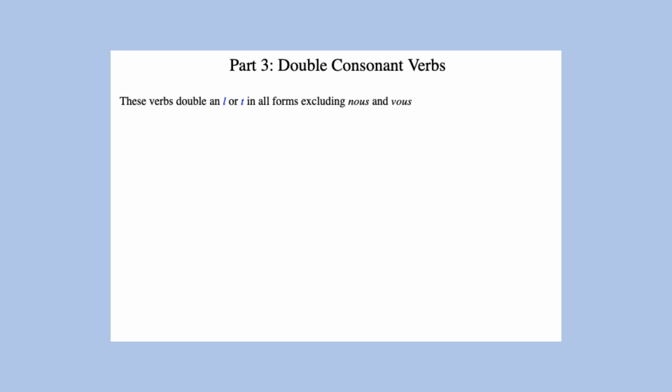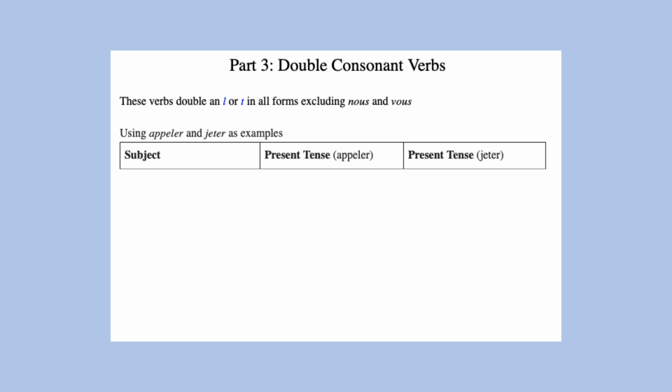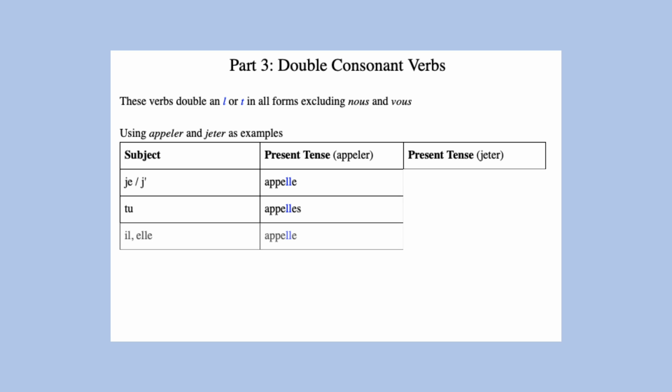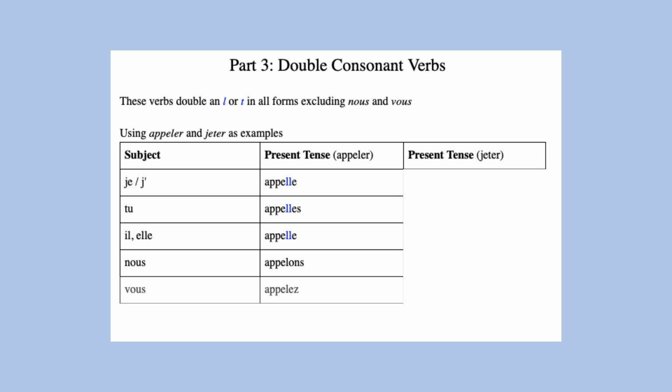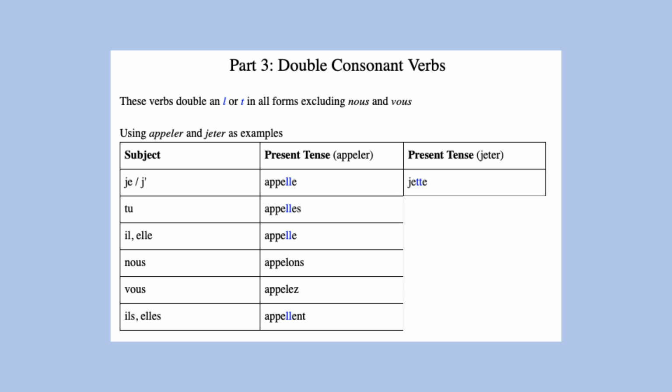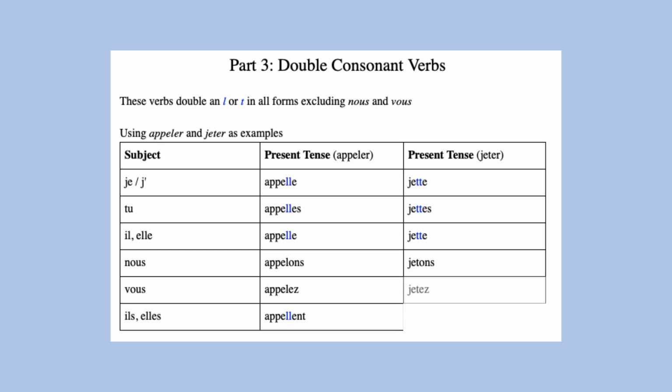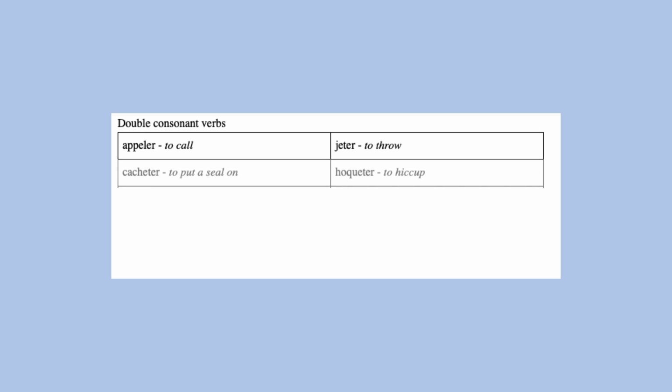Double consonant verbs have a double l or double t in all present tense forms except nous and vous. For example, appeler: appelle, appelles, appelle, appelons, appelez, appellent, and jeter: jette, jettes, jette, jetons, jetez, jettent. These verbs also follow the double consonant pattern.